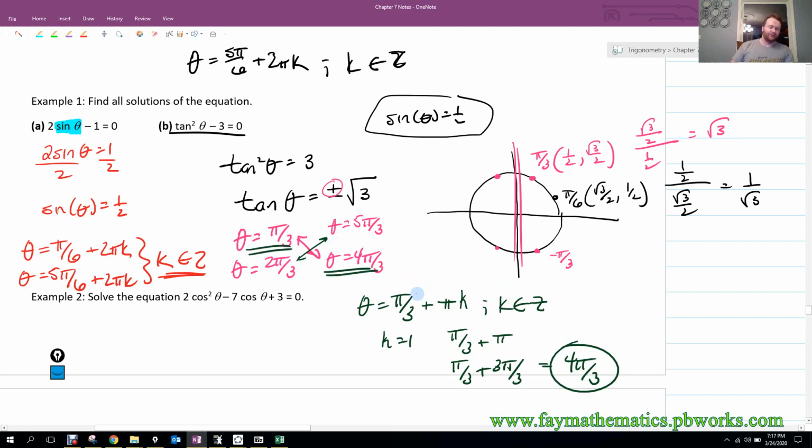So when you write infinite solutions for some of these, especially the tangent and cotangent, even though you get 4 answers here, I can actually encompass that answer inside that one if I need to. Okay.